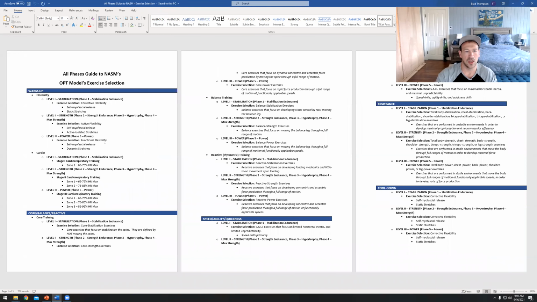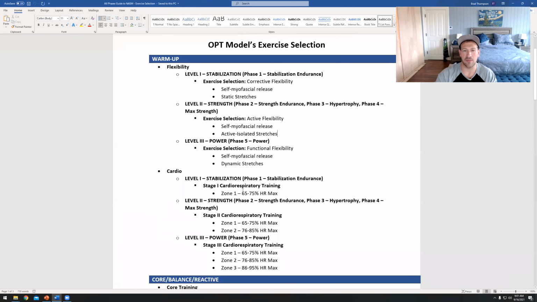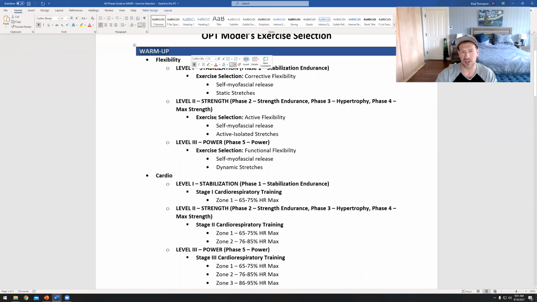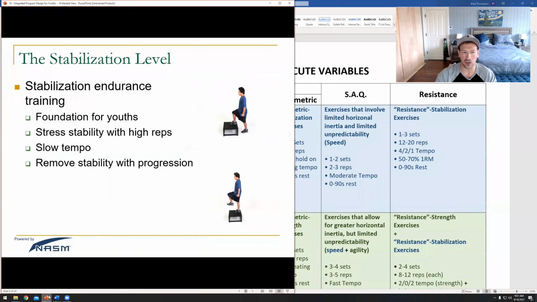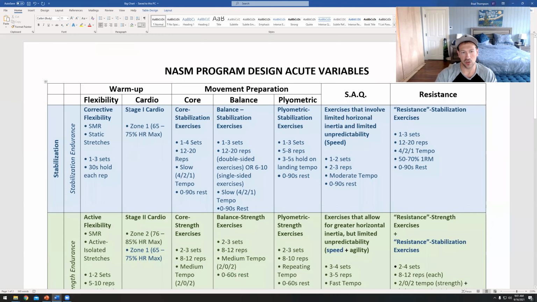That one. All right, so it's going to look something kind of like this, right? For the warm-up section in flexibility, you are going to choose corrective flexibility, right? And that's those things right there. And then when it comes to your cardio, you are going to focus on stage 1 cardio. So you're using your corrective flexibility tool bag. You're using your stage 1 cardio tool bag, right?